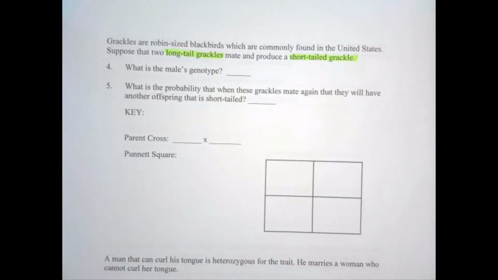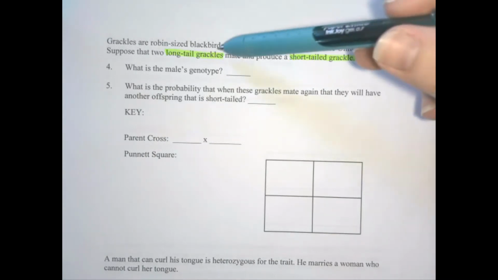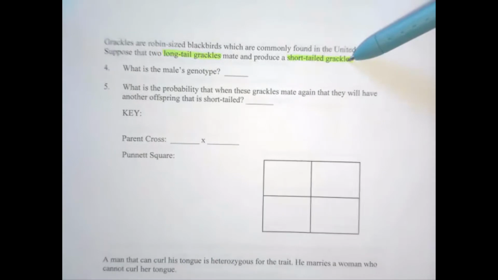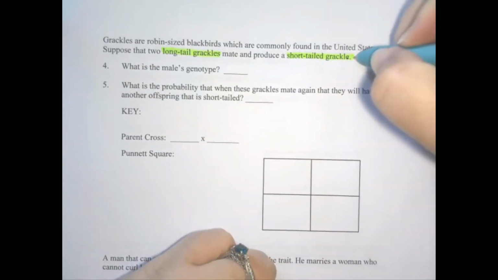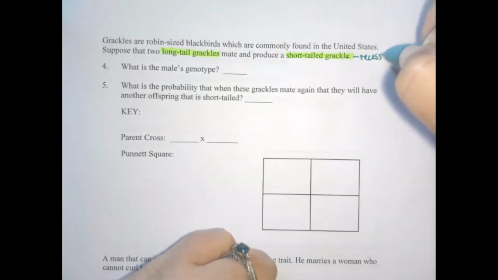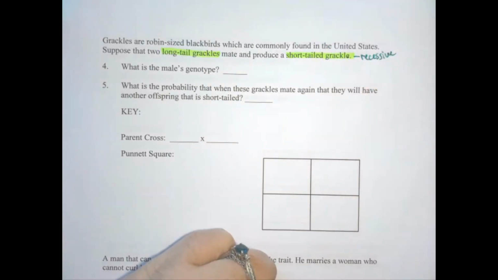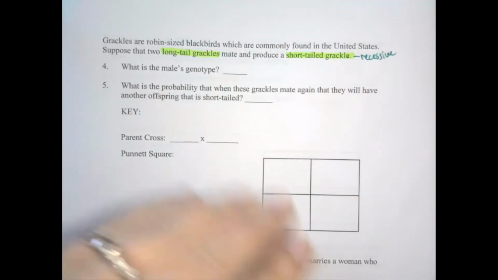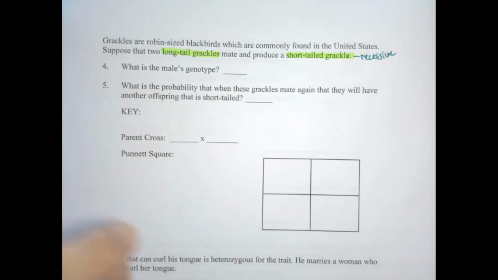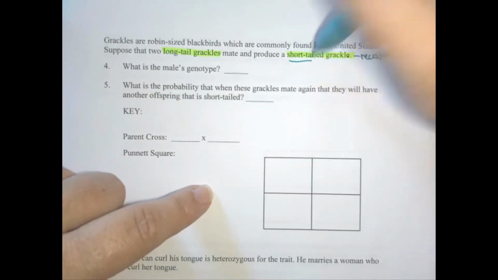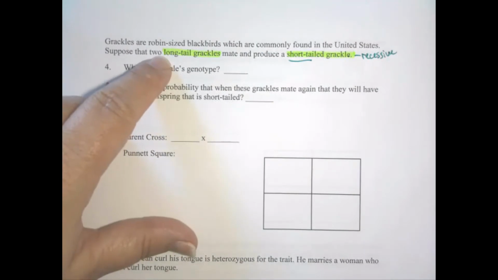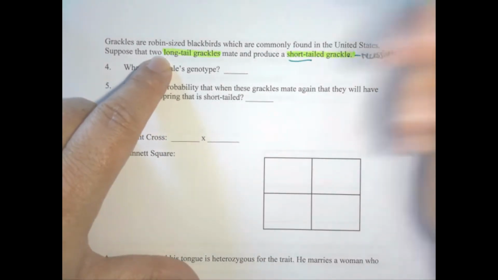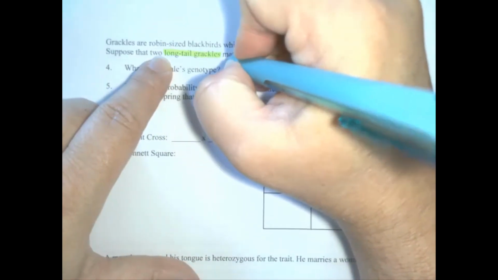Okay. So what is the male's genotype? Now really it doesn't matter if we're talking about male or female. The fact that they were long and they produced something that was different than them tells me that the short tail is the recessive and the long was the dominant. So this means that they have to be heterozygous. They have to carry the recessive trait. So we're going to use the letter L here since it's long-tailed. And they have to have at least 1 big L, and at least 1 little l.